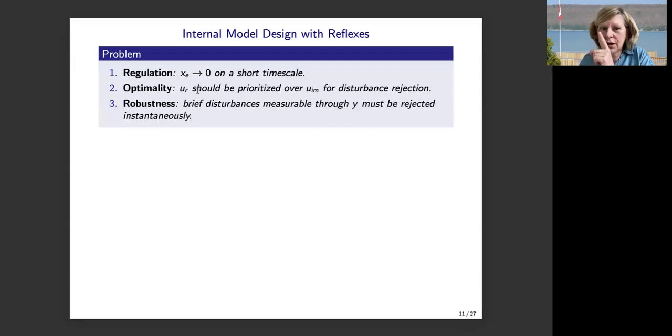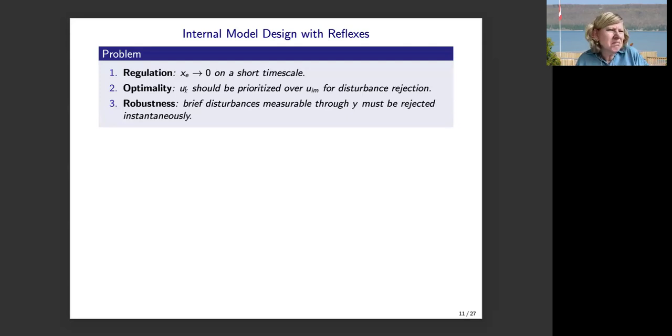I also want any reflexes that are around to work more than the cerebellum. I want to prioritize, like if I'm just doing a VOR type behavior, I want that reflex to handle that. I don't want my cerebellum there working to take care of sinusoidal disturbances. So I have an optimality criterion that for control theorists is not natural. I can tell you this is not existing in the control literature. Prioritize one control over the other.